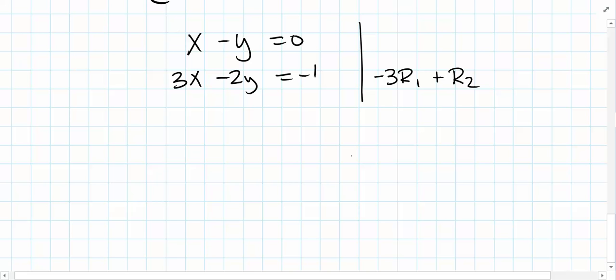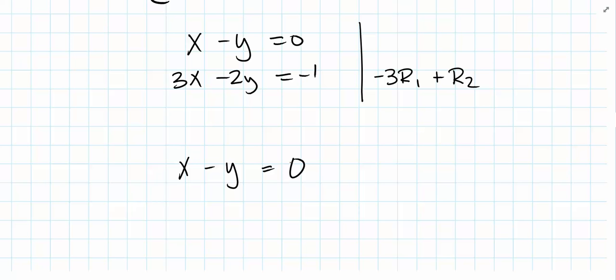And I'm going to rewrite everything right below it. Am I doing anything to row number 1, you guys? No, so that stays the same. So I'm going to have x minus y equals 0. But row number 2 is now going to change, okay? So here's the deal. I'm going to take negative 3 times x. How much is that? Negative 3x plus the 3x, how much is that? 0. And that goes right here.